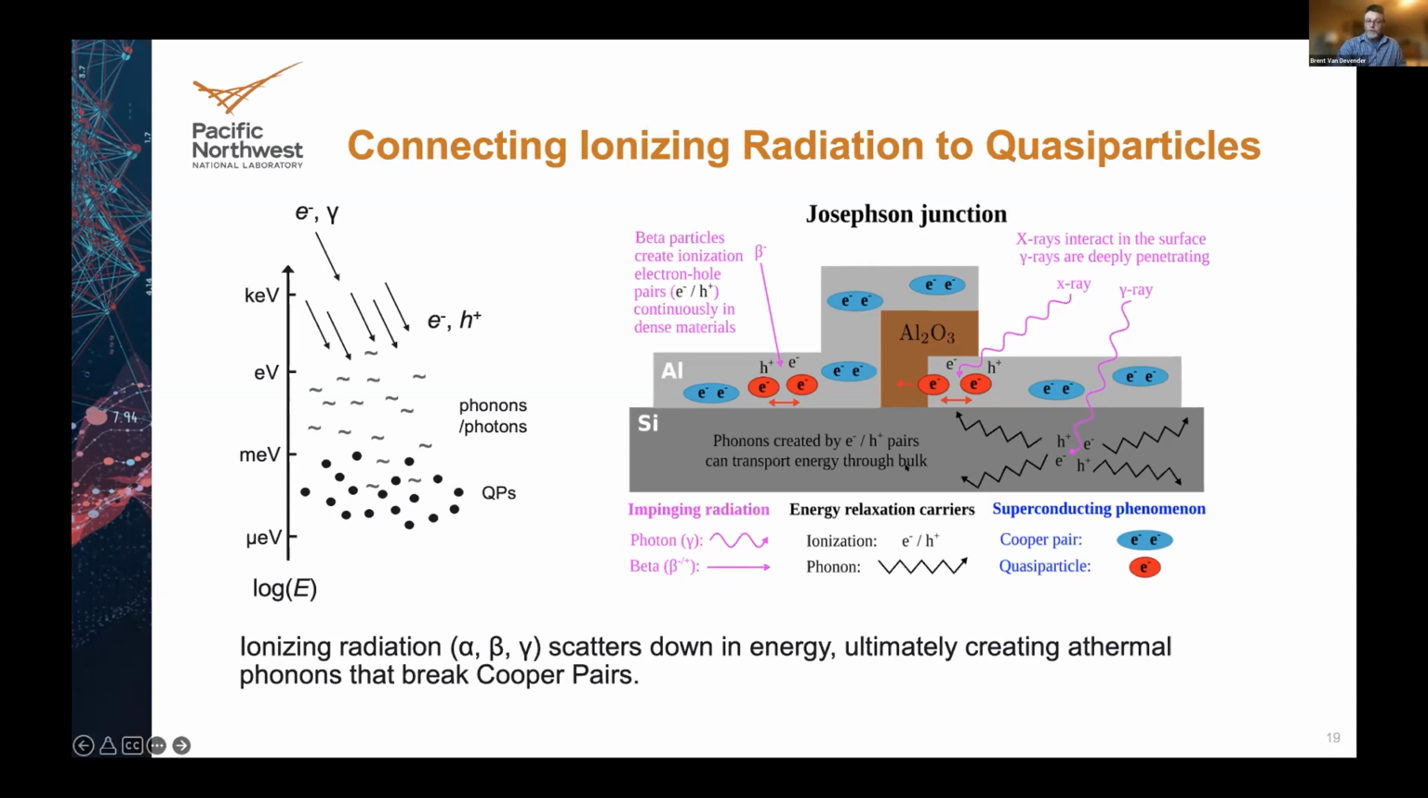Either one of those can diffuse throughout the device, eventually coupling their way into the aluminum superconductor, where down at the scale of like milli eV and below, they still have enough energy to break these bound Cooper pairs into free electron quasi-particles, where they then cause all the troubles we've been talking about.